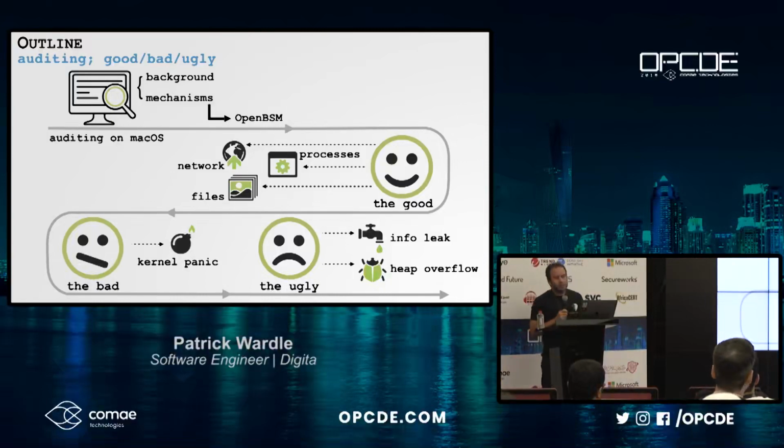We'll then dive into a built-in auditing mechanism or subsystem called OpenBSM, and we'll see that this is kind of the de facto auditing mechanism on Mac. We'll then don our black hats and take a more offensive turn to talk about some vulnerabilities in the auditing subsystem. First we'll talk about a kernel panic, and then we'll end by talking about some more interesting bugs in the kernel, one being an information leak and the other being an exploitable heap overflow.